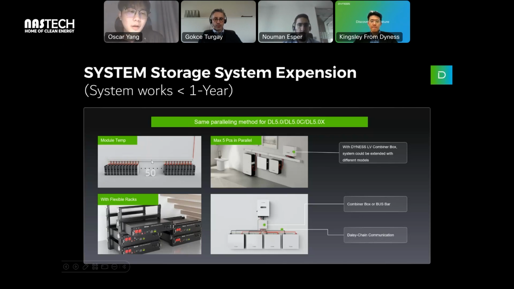This picture shows that our DL5.0C, the coming product next year, can support 50 pieces in parallel connection together. So if it is a small factory asking for a 200 kilowatt hour system, DL5.0C is also a considerable solution. You can see here, this is our combiner box, and this is our flexible racks. The installation is very easy. There are 2 small brackets. Put one in the front and one in the back, and the installation is over. It will save you a lot of time.